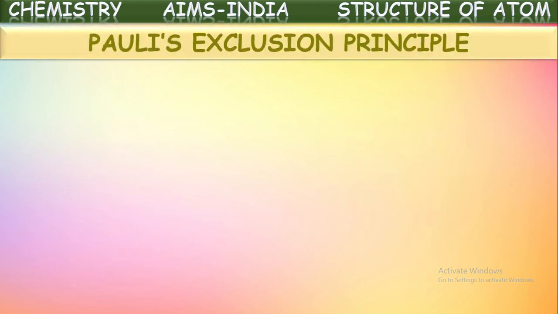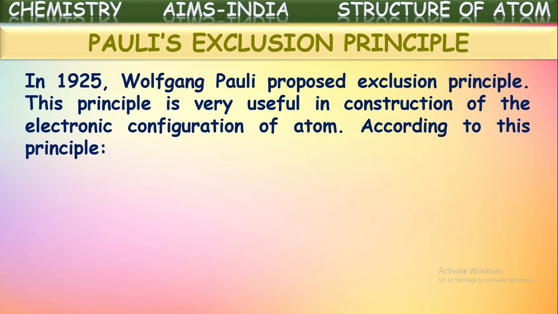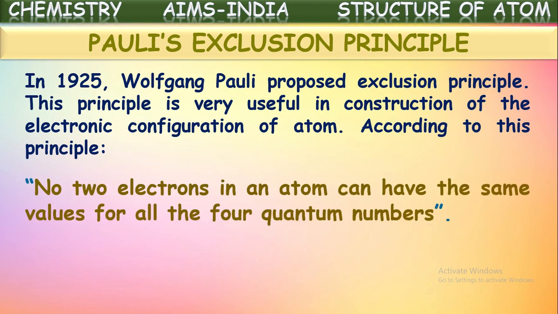Now Pauli's exclusion principle, the third one. In 1925, Wolfgang Pauli proposed the exclusion principle. This principle is very useful in the construction of an atom. According to this principle, no two electrons in an atom can have the same values for all four quantum numbers. Yes, according to Pauli's principle, no two electrons in an atom can have the same set of four quantum numbers.